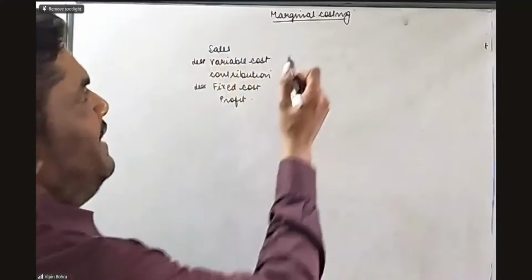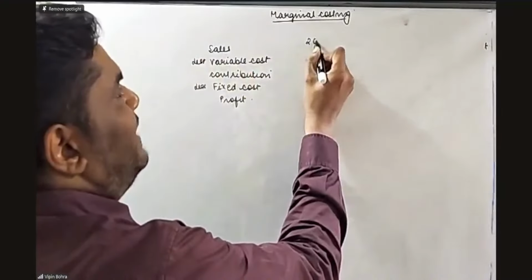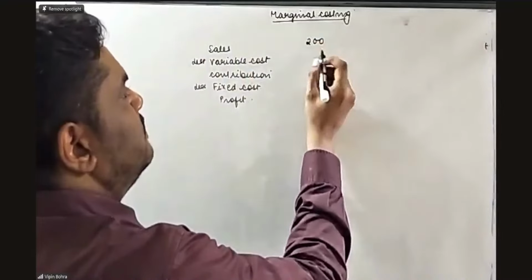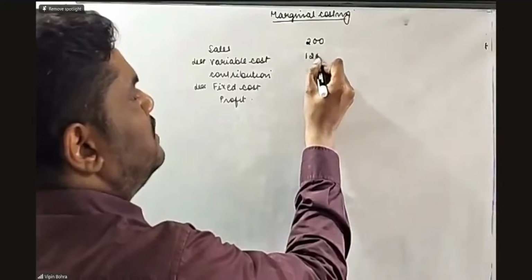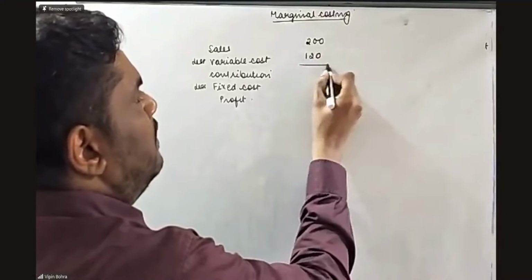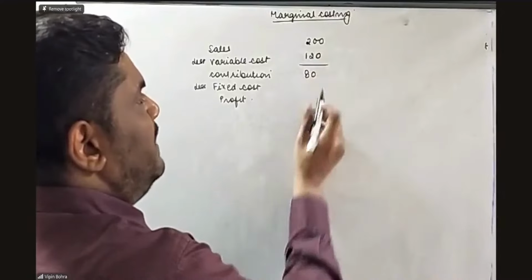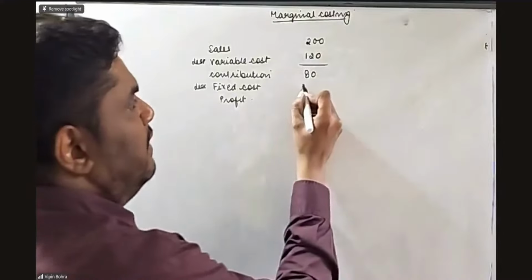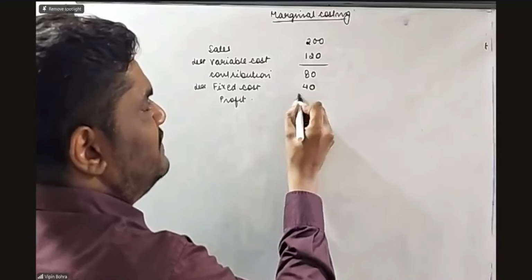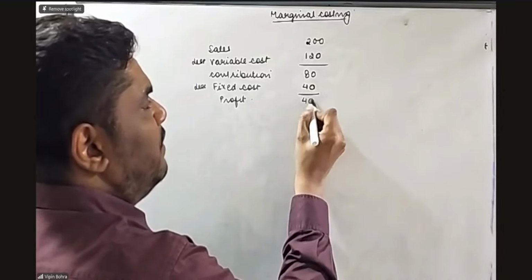So if we subtract variable cost from sales, we will get a figure. We will call it contribution. From contribution, if we deduct fixed cost, we'll get profit. So let's say my sales is 200 rupees. My variable cost is 120. Therefore, my contribution will be how much? 80. If my fixed cost is 40, how much will be my profit?